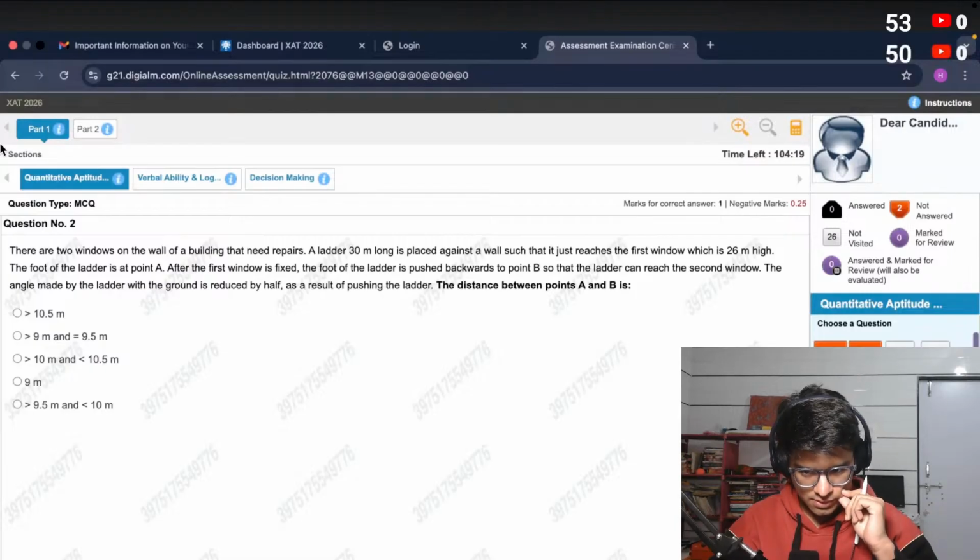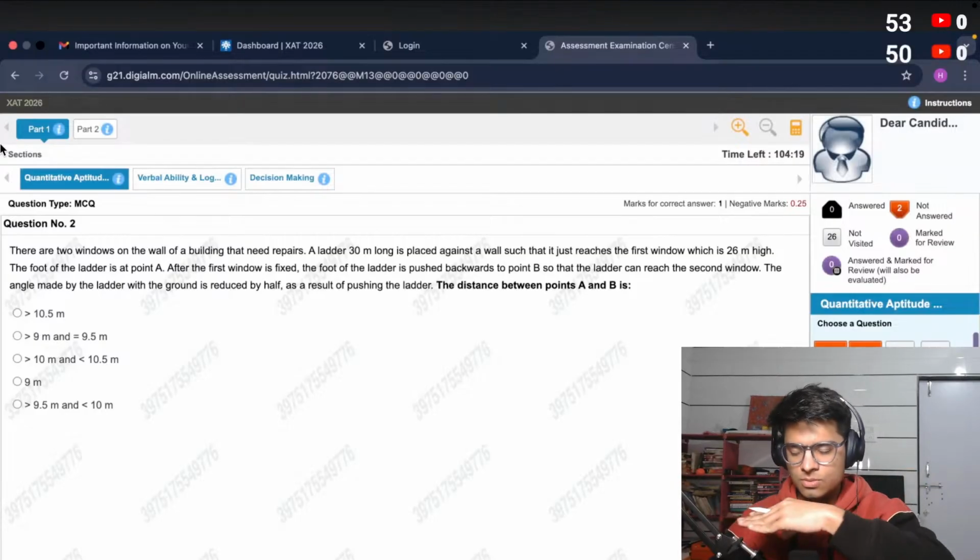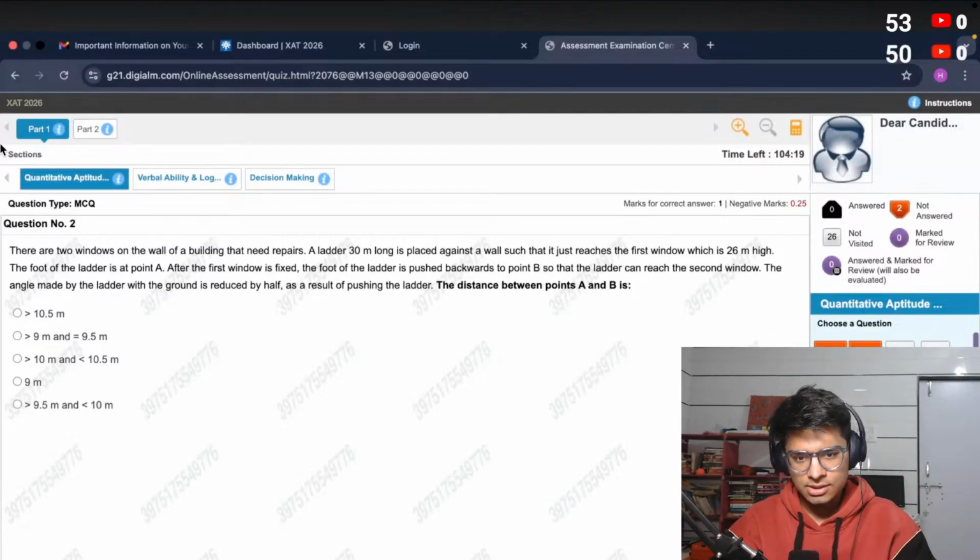After the first window is fixed, the foot of the ladder is pushed backwards to point B so that the ladder can reach the second window, which is of smaller height. The angle made by the ladder with the ground is reduced by half. Let's assume the first angle was theta and the second will be theta by 2. As a result of pushing the ladder, there is a distance between point A and B.